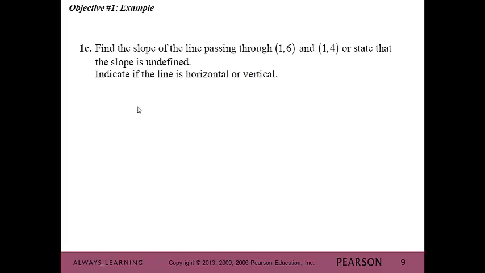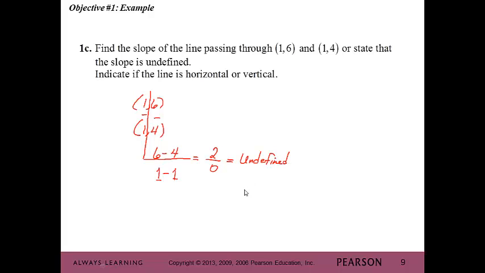Okay, so another one. Let's find the slope and indicate if it's a horizontal or a vertical line. So we have the points 1, 6 and 1, 4. Line them up. Draw a vertical line down your commas and then extend to the right. So then we have 6 minus 4 and 1 minus 1. Well, that's 2 divided by 0, which is undefined. Since you cannot divide by 0, we call it undefined.